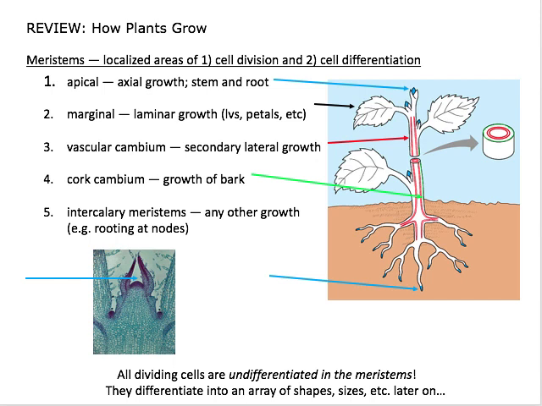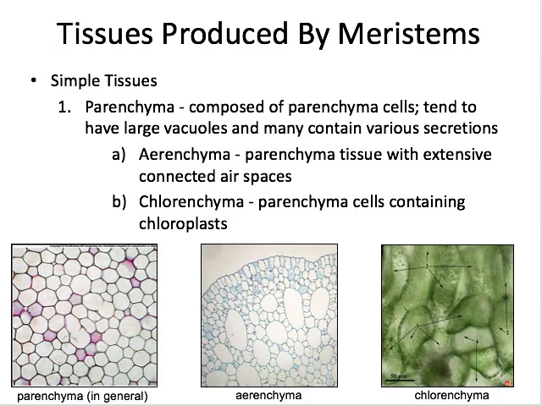Another one is a marginal meristem. We didn't cover this one in great detail, but that's how things like leaves and petals grow into big flat objects. And then lastly, the monocots have the intercalary meristems. All dividing cells found in the meristems are undifferentiated. Later, they go on to develop into mature cells that have a wide array of shapes and sizes that are used later on. So now we're going to compare and contrast the different types of tissues.